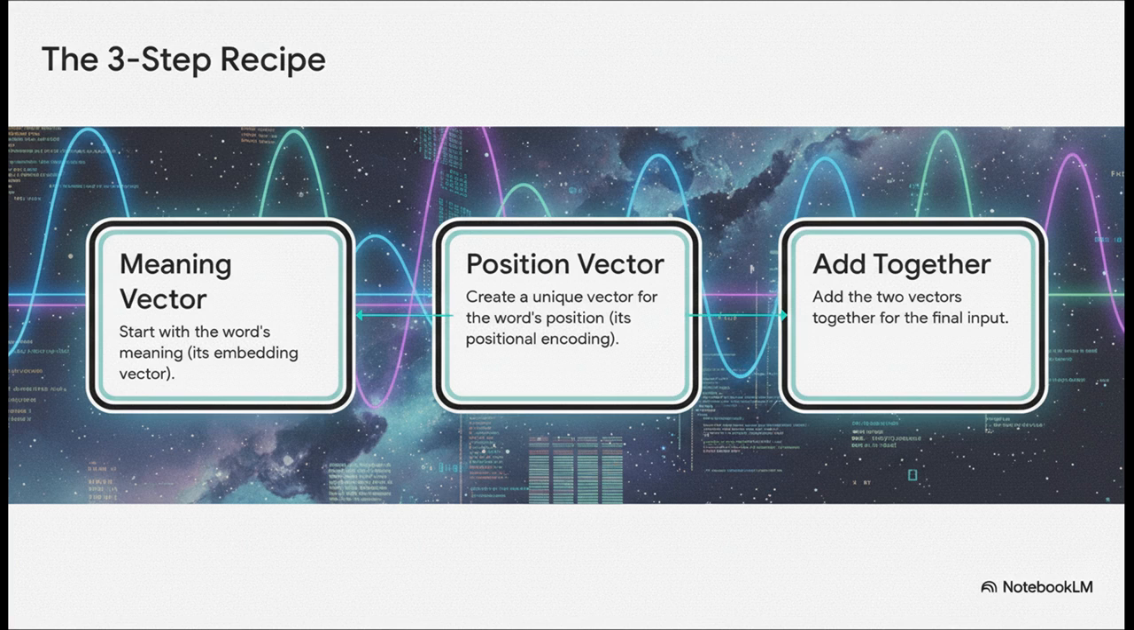Well, for an AI, every word first gets turned into a list of numbers. We call this its embedding vector, that basically captures its meaning. From there, it's a super simple three-step recipe. First, you take that vector for the word's meaning. Second, you cook up a brand new vector that only represents its position. And third, you literally just add those two vectors together. What you get is a new combined vector that knows both what the word is and where it is.